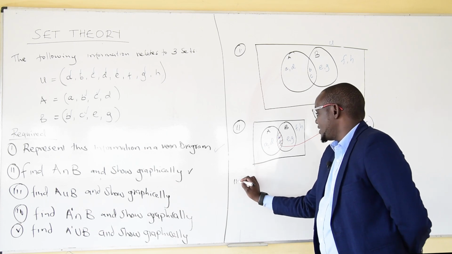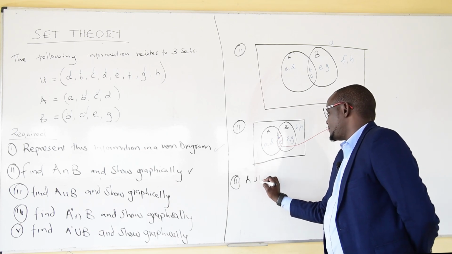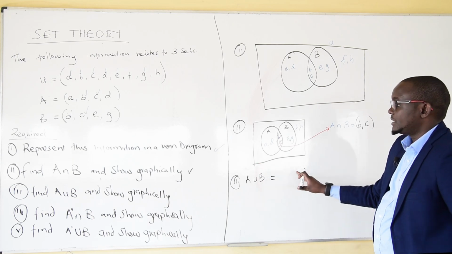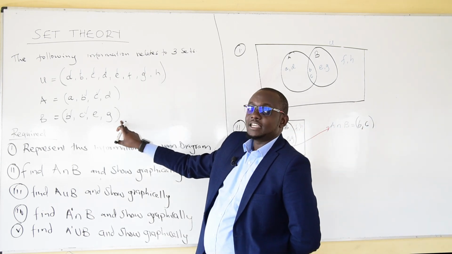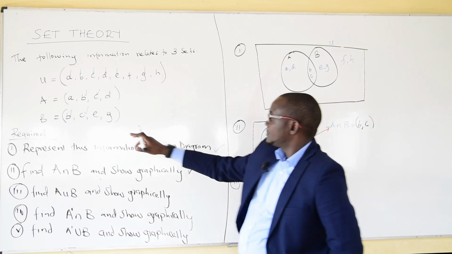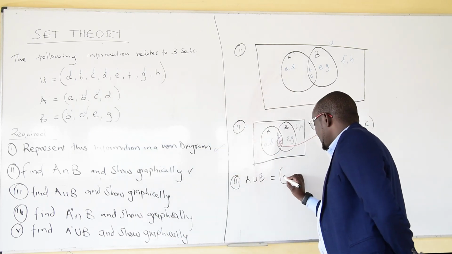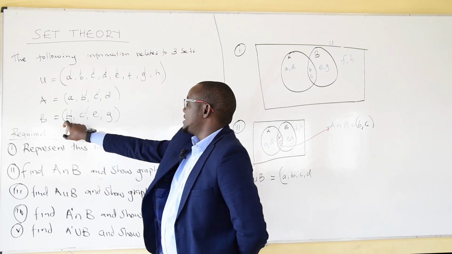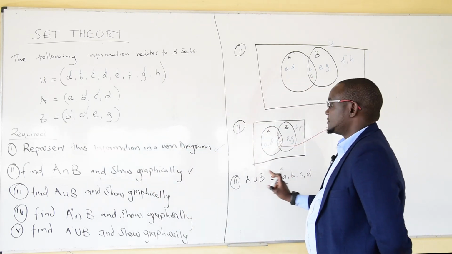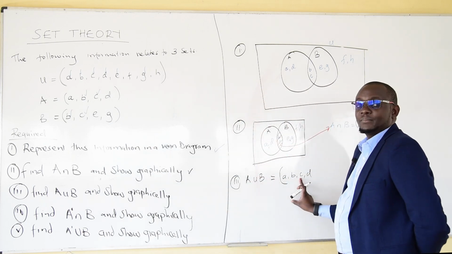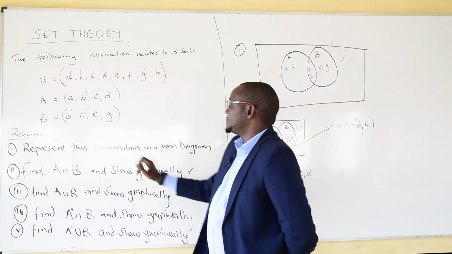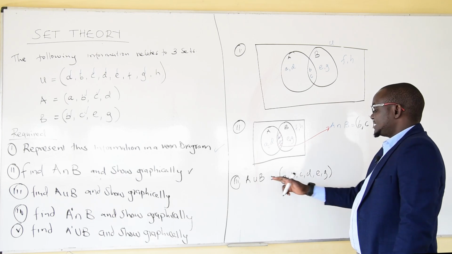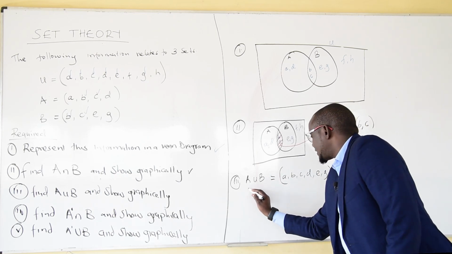We are told to find Roman 3, A union B. A union B is when you combine the members of the two sets without repeating any of the members. So I'll combine these members to form one set without repeating. This set will contain A, B, C, D, all the members of A. Then I check which members I've written. For B, B is already here in this set. C is already here. E is not there, so I will add E and I'll also add G. So this is my set A union B. To show this graphically, I draw this.